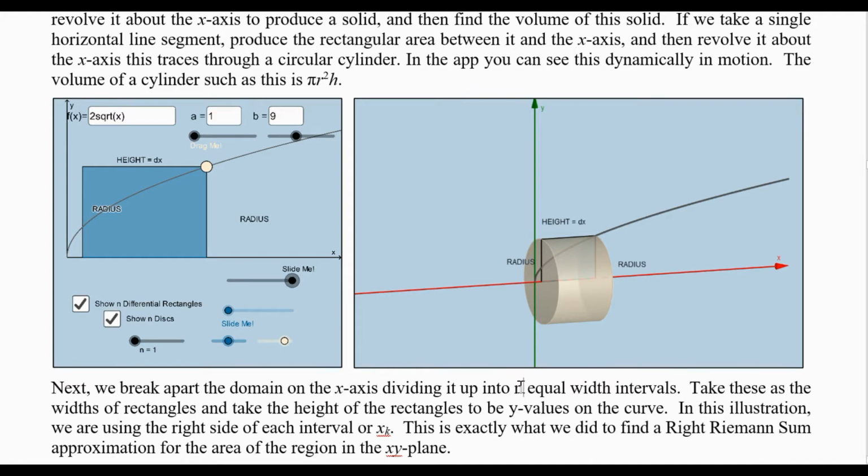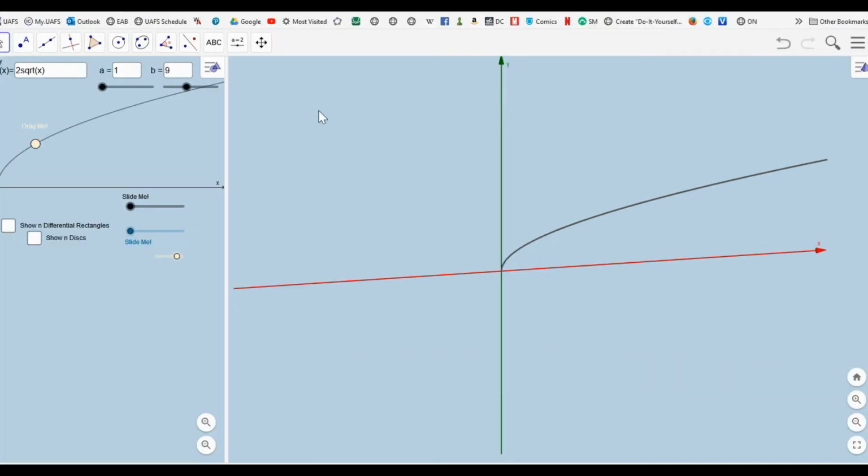So we want to break that apart into n equal intervals, equal width intervals, delta x being the same for each one, and then do this basically for each one. Okay, so let's take a look at the actual app for a second. So here's the app. There's the same function, 2 square root of x. And for right now, let's take this all the way down to 1.